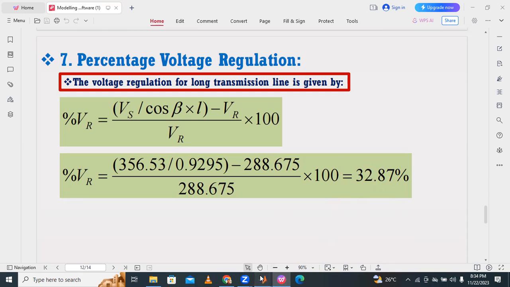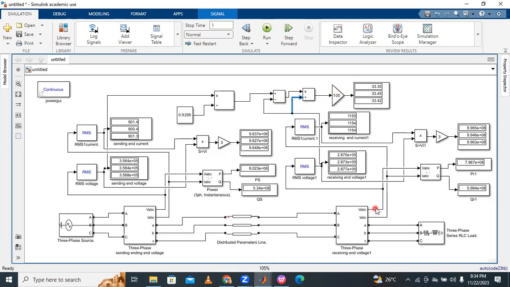And then next, efficiency. How to find efficiency? Output power by input power into 100 is the efficiency of the transmission line. The output power is PR, receiving end side, and the input is PS, sending end side. Here PR is 7.967, and PS is 8.0. 7.967 is approximately 8, here also 8. That's why efficiency is 8 by 8 into 100, which is nothing but 100%.